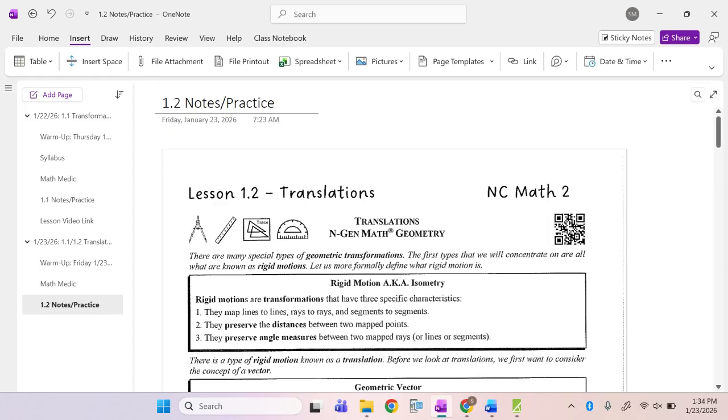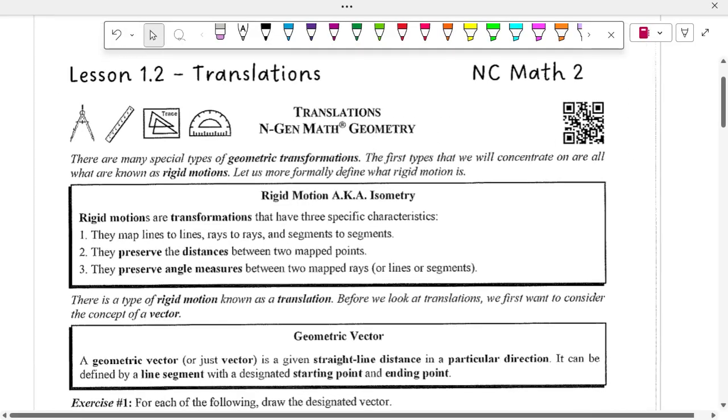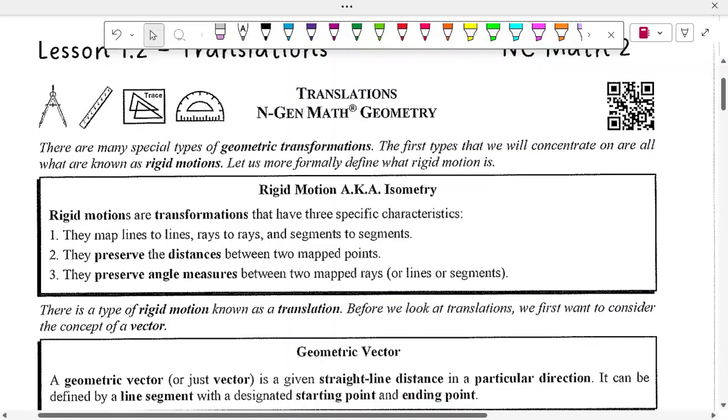All right, so like I just said, translations, in my opinion, are the easiest type of transformation because all you're doing is just sliding it. You're just shifting it. Most of the transformations that we're going to talk about in this class are rigid motion. There's only one of them that's not. All the other ones that we're going to talk about are rigid motion.